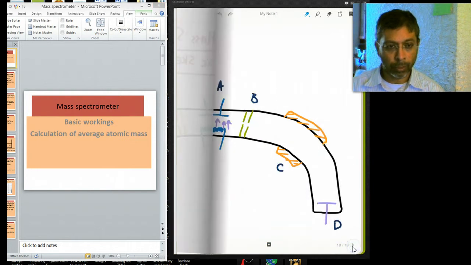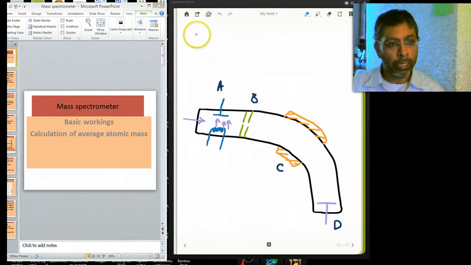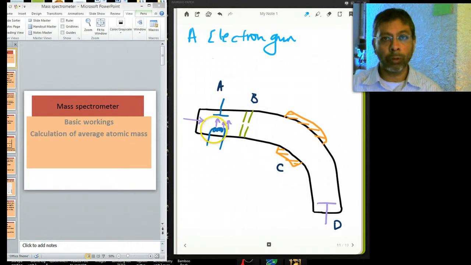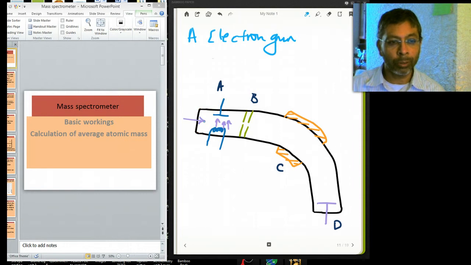So here we are. Right, A is the electron gun. What that does is it takes sample molecules and bombards them with fast moving electrons and ionizes them. So an electron will come off your sample atom or sample molecule. Right, once your sample molecules or atoms have been ionized, they're positively charged, they'll come to part B of the mass spectrometer.